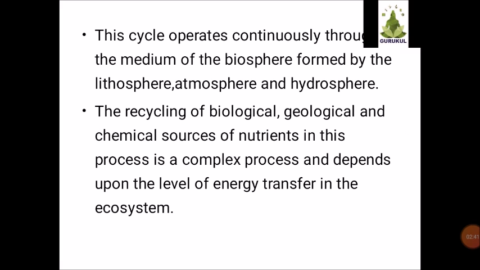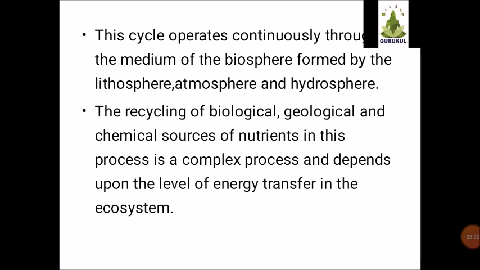Now the biogeochemical cycle operates continuously through the medium of the biosphere, formed by the lithosphere, atmosphere and hydrosphere. So yes, the biogeochemical cycle takes place in the lithosphere, atmosphere and hydrosphere. The combination is known as the biosphere. The recycling of biological, geological and chemical sources of nutrients is a complex process, and it depends upon the level of energy transferred in the ecosystem. So nutrients are the main source, but they are totally dependent upon the level of energy.